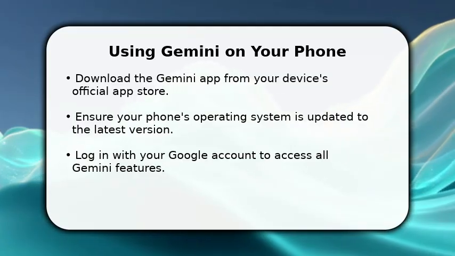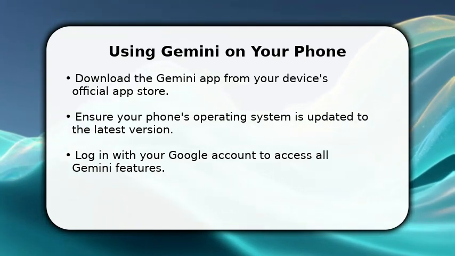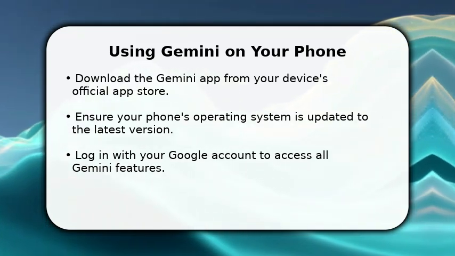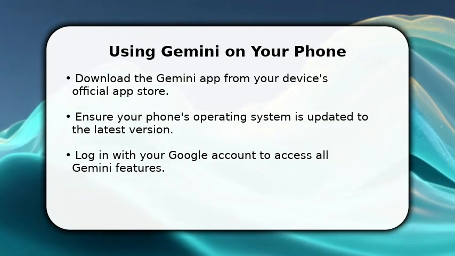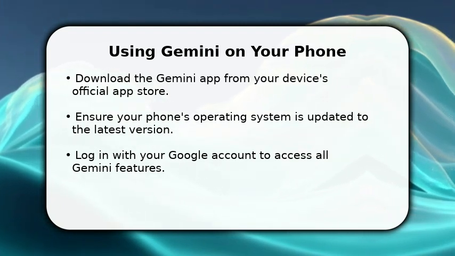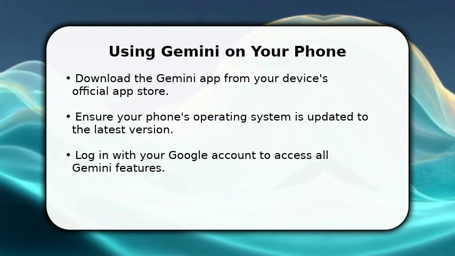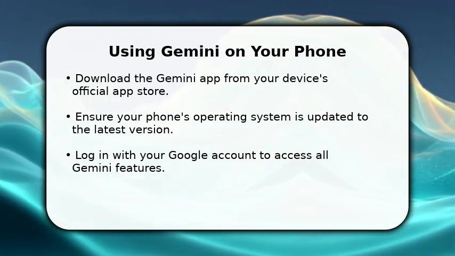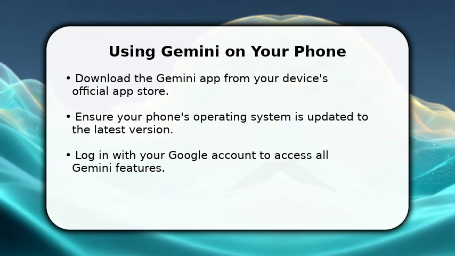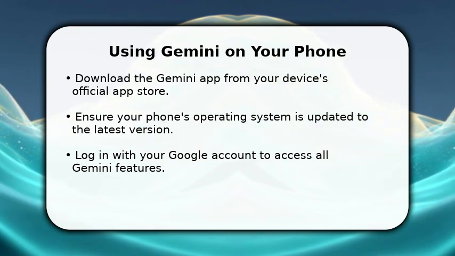In this video, I will explain how to use Gemini on your phone. First, ensure your device meets the minimum requirements for the Gemini app, then download it from your App Store. Once installed, open the application and sign in using your Google account. This step is crucial for personalizing your experience and saving your conversations. You'll be ready to explore Gemini's capabilities in just a few taps.